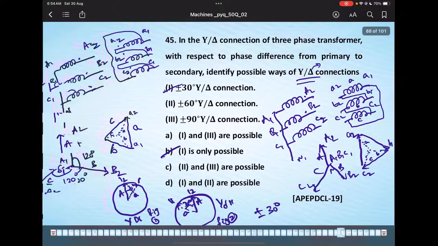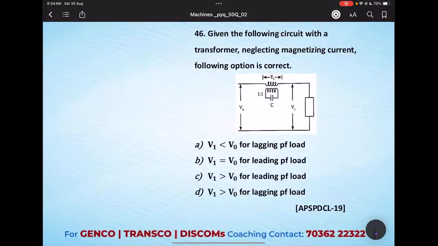Okay, let's move on to the next question. The next question is about the given circuit with a transformer, neglecting magnetizing current. Many students will get confused by seeing the circuit diagram, wondering why the capacitor is connected. It may be difficult to solve, but nothing is impossible if you are strong at your basics.